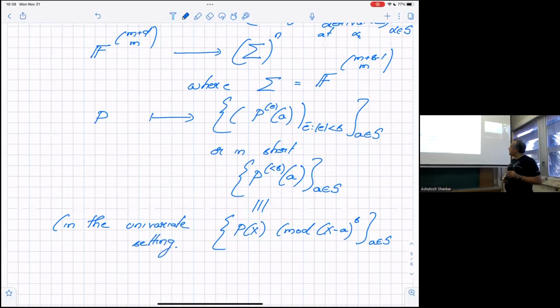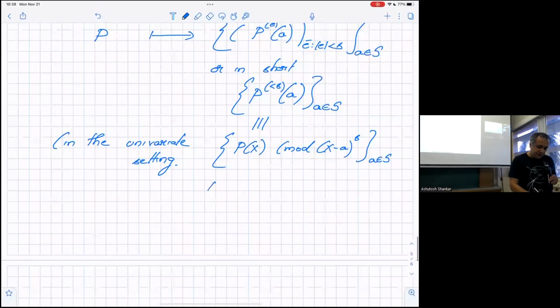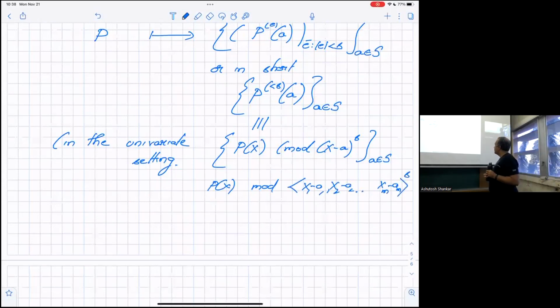In the multivariate setting also this can be generalized. This will just mean P of x mod the ideal (x1 minus a1, x2 minus a2, all the way up to xn minus an) to the power s. That's what it means. Let's not go into that. So let's stick with the Hasse derivative.